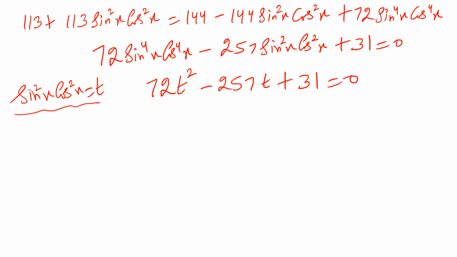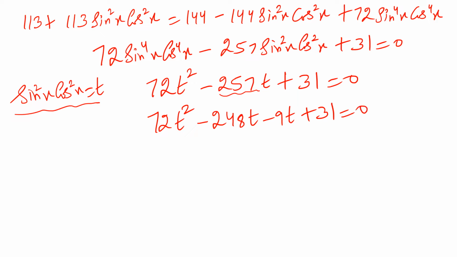Now to solve this equation, either you can use middle term splitting method or you can use quadratic formula, whatever suits you. Now if I solve it by using middle term splitting, I can split 257 into 248 and 9. So I'm writing here minus 248t minus 9t plus 31, because the product of 72 and 31 is 2232, which is same as the product of 248 and 9.